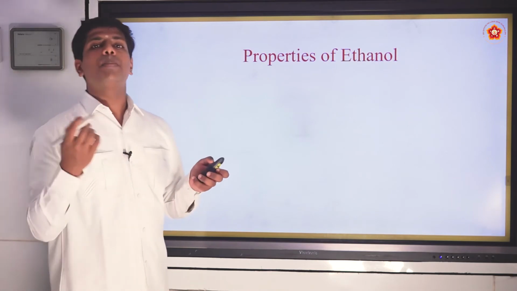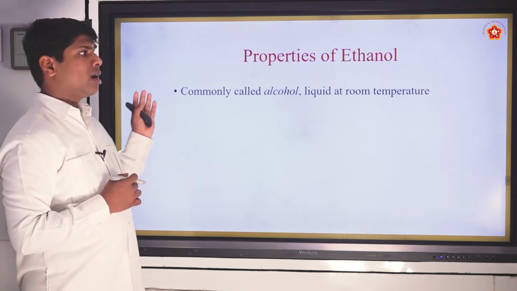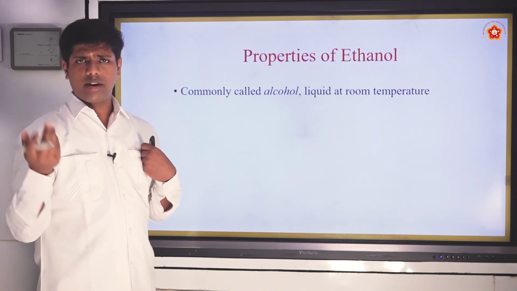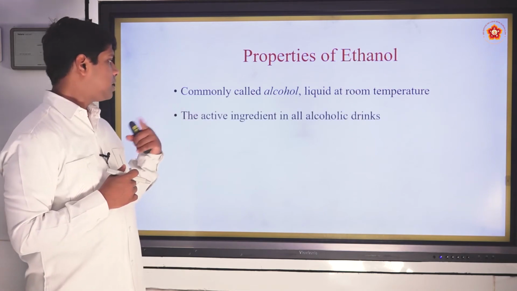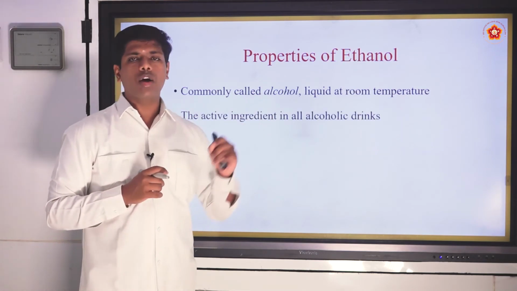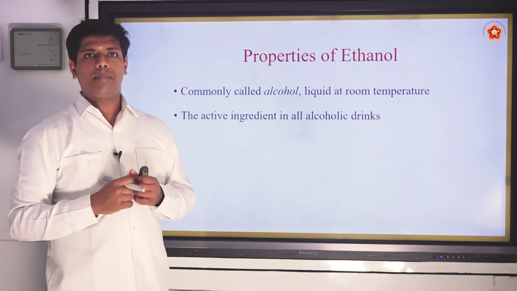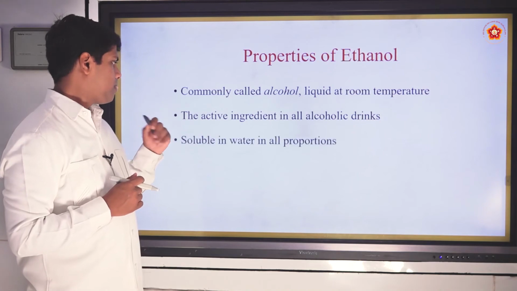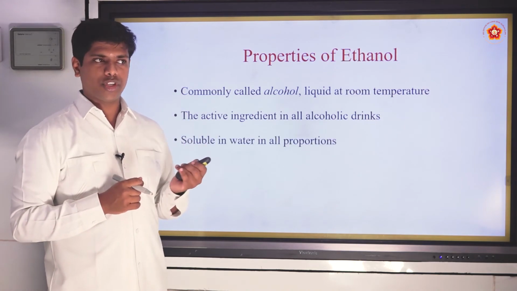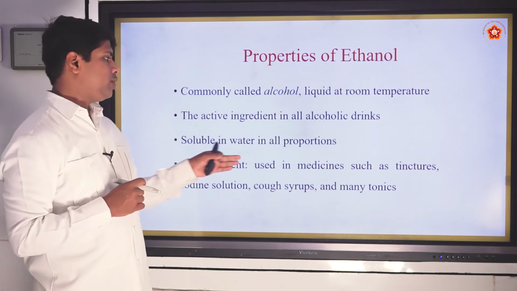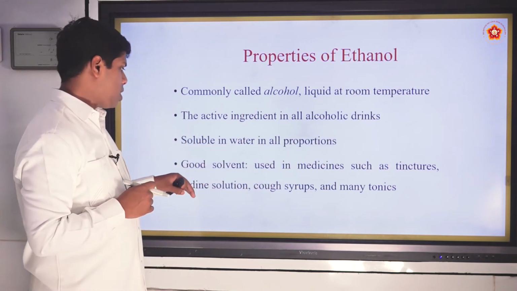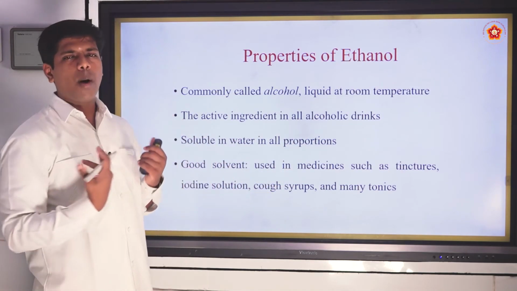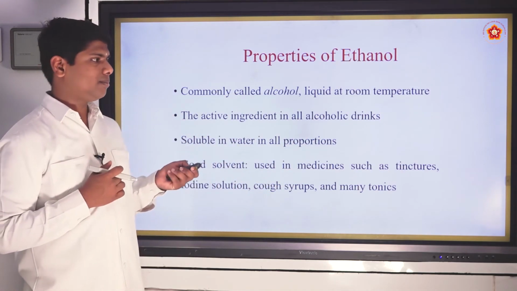Next, we learn about the general properties of ethanol. Commonly called alcohol, it is generally a liquid at room temperature. It is the active ingredient in all alcoholic drinks and beverages. It is soluble in water in all proportions. It is a good solvent used in medicines such as tinctures, iodine solution, cough syrups and many tonics. These are the general properties of ethanol.